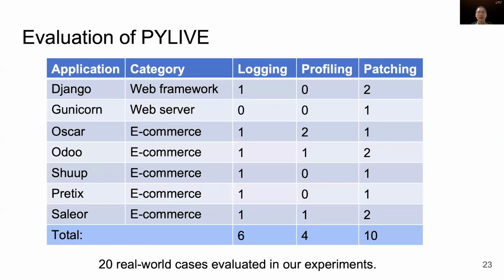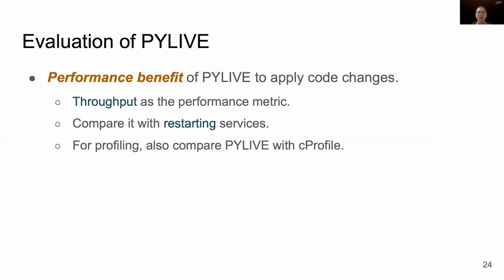Now we go to the evaluation part. We evaluate PYLIVE with 20 real-world cases from 7 Python-based applications, as shown in this table. It covers widely used production web framework and server and many e-commerce services. These services need to be almost non-stop, since any downtime can result in revenue loss.